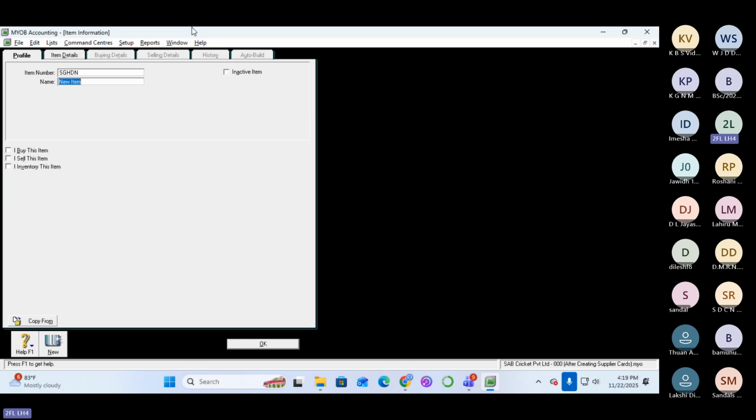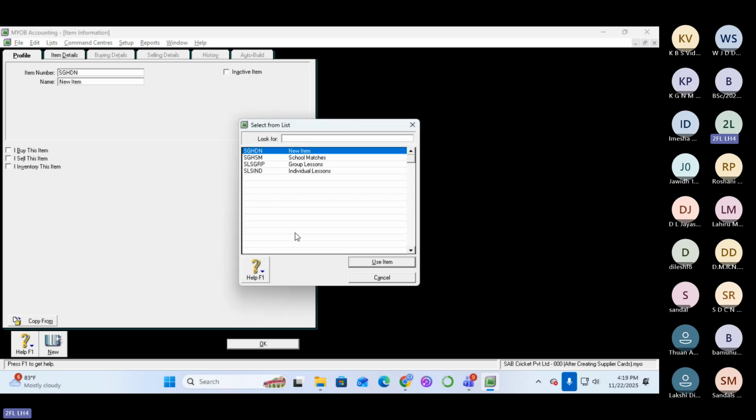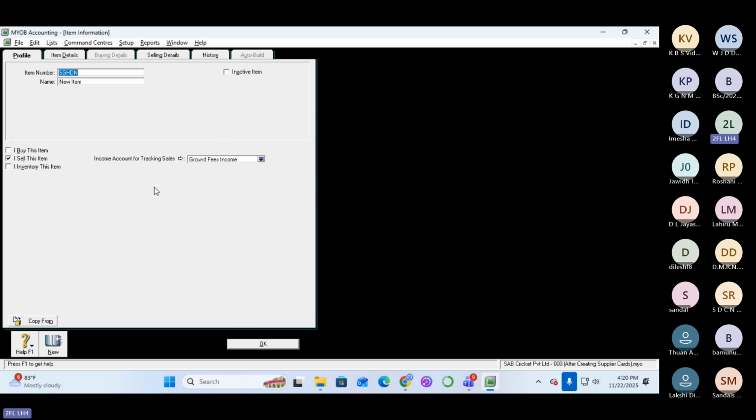So after entering the item number, I want you to go to copy from. Then it will tell you your existing information will be deleted. Okay. Then you copy from what? School matches. Can we copy from school matches? Because that is a similar item, right? If you copy from group lessons, it's wrong. Your income account is different. You have to copy from school matches. Then you can see everything is copied.